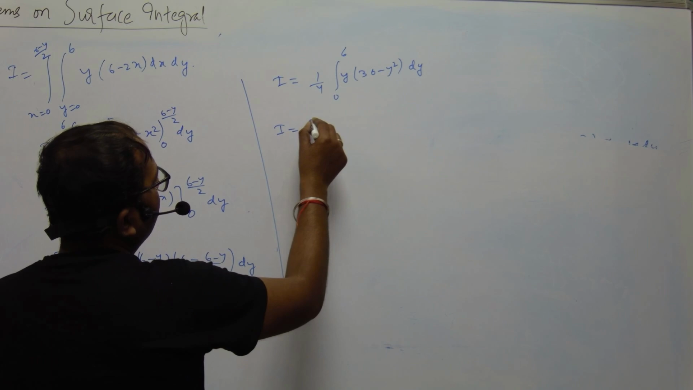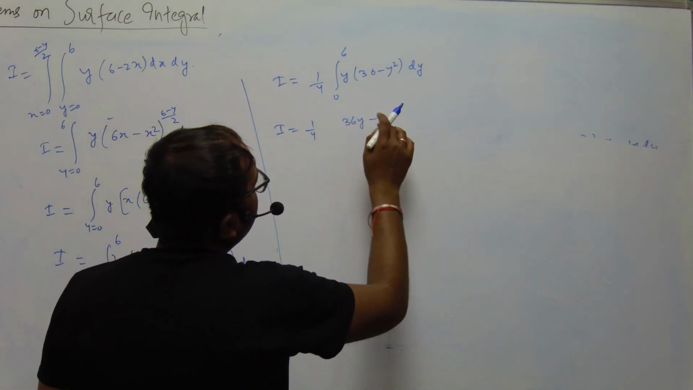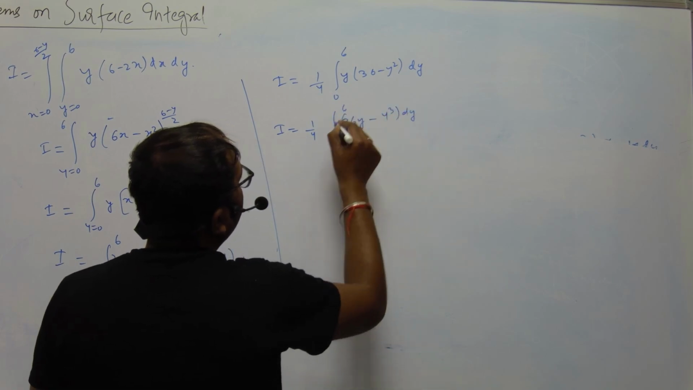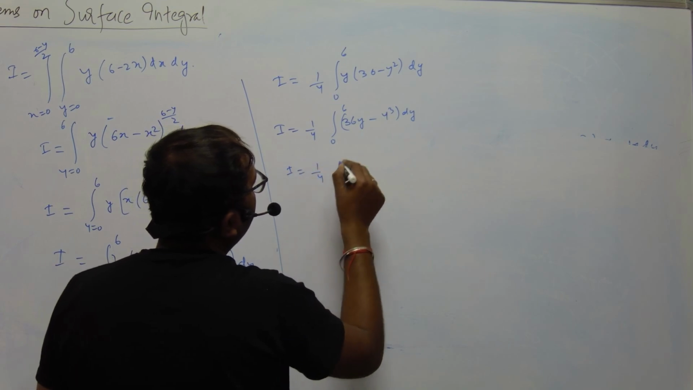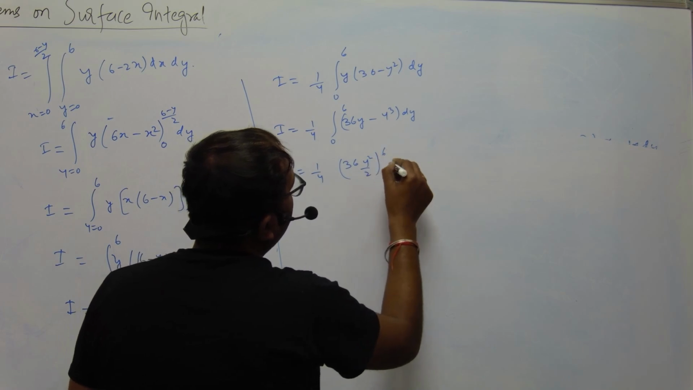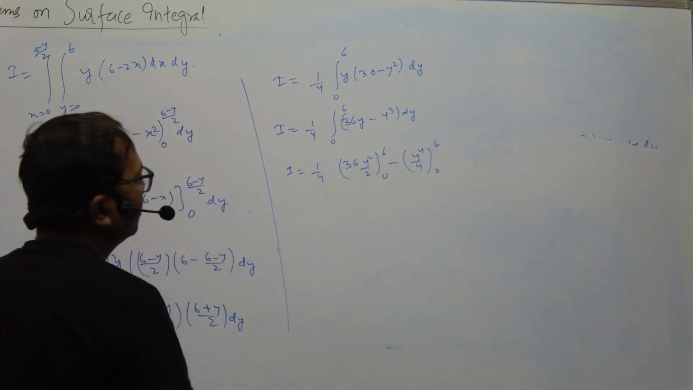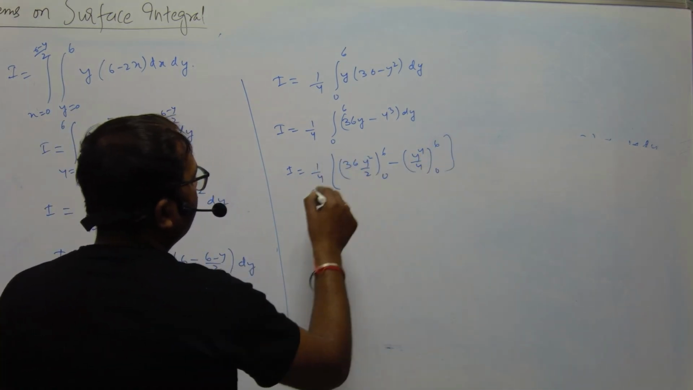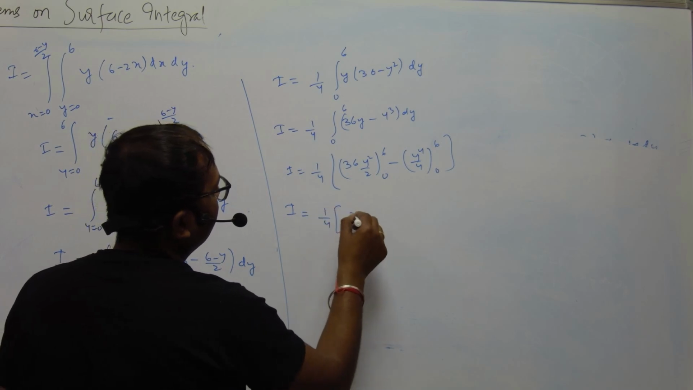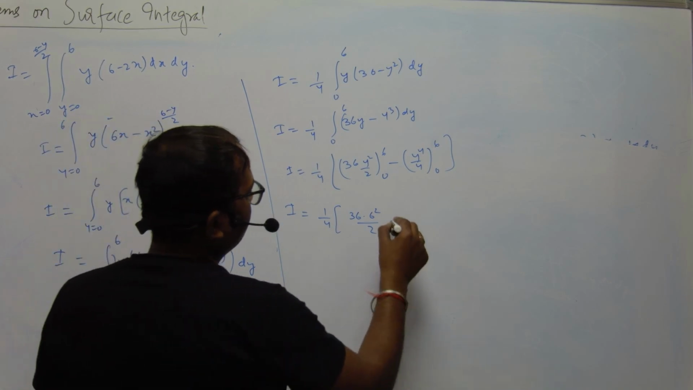I is equal to 1 upon 4 times the integral of (36y minus y cube) dy from 0 to 6. So I is equal to 1 upon 4 times (36y square upon 2 minus y to the power 4 upon 4), the whole bracket, evaluated from 0 to 6.